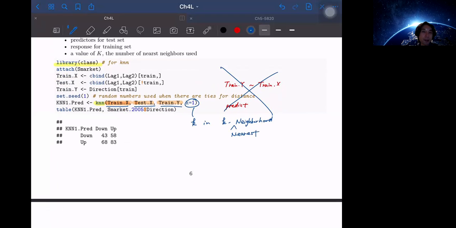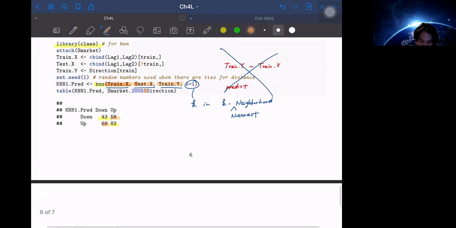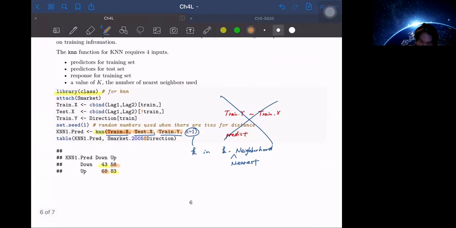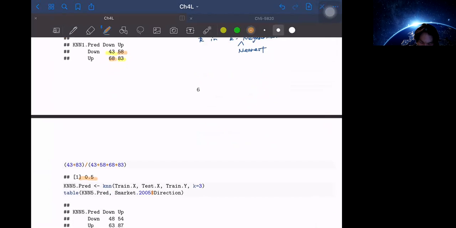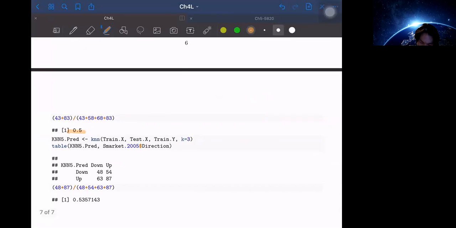So K equal to 1 means the closest observation is chosen. Usually it overfits, and actually the performance isn't really good. We only have 126 correct predictions and 126 wrong predictions. The KNN function makes the prediction already, so only predicted values are extracted, not much more analysis. So only 50% correct.